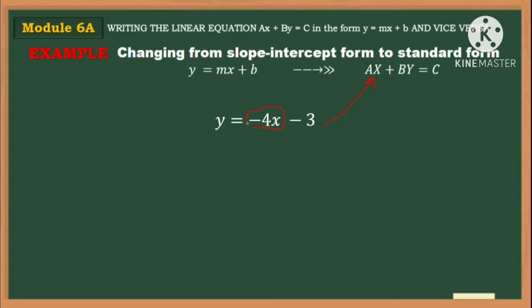Transpose natin dito. So from negative 4x will become positive 4x plus y is equal to negative 3. So the value of a here is 4. The value of b is 1. And the value of c is negative 3.